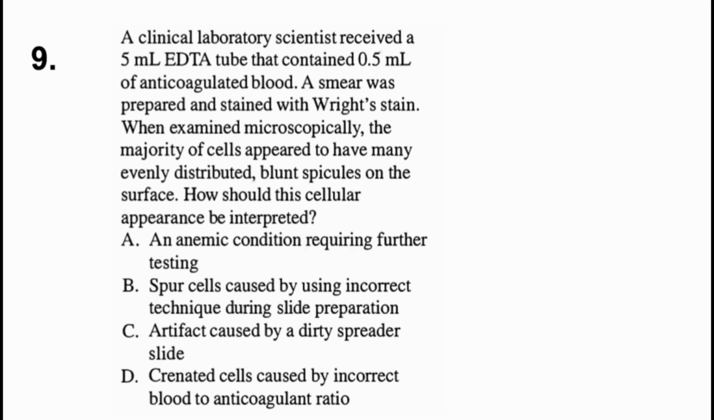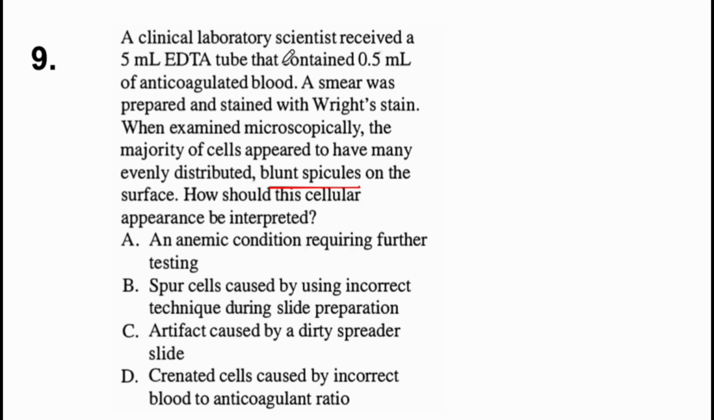Our last question is very practical. It is a problem about pre-analytical errors. We need to distinguish between true pathology and artifact. The description is: the majority of cells appear to have many evenly distributed blunt spicules on their surface. So it is crenated cells, also known as echinocytes. While crenated cells can be pathological, as seen in uremia, they are most often an artifact.